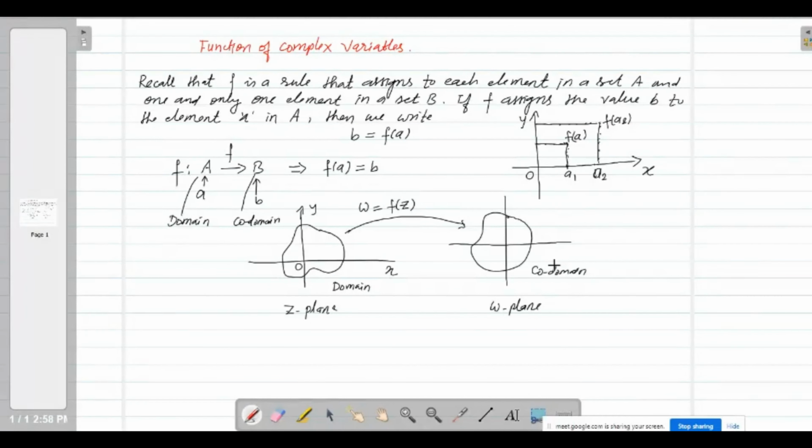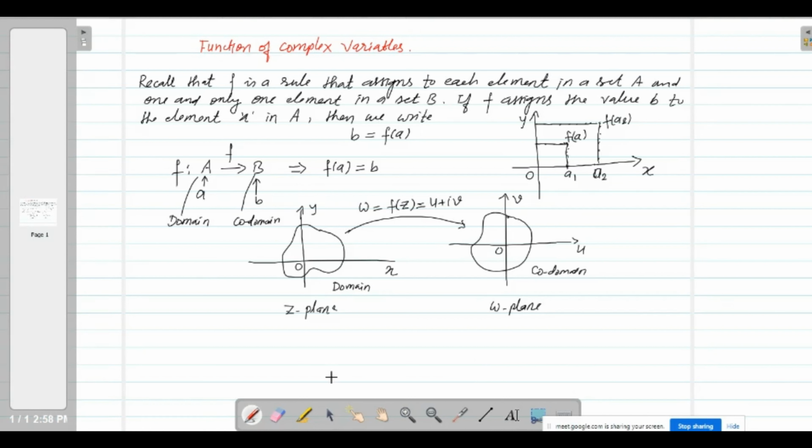Actually, this omega plane we just imagine or visualize, how the plane looks like. But omega is u plus iv. u is a function of xy, and v is also a function of xy. So this is your origin, this is u, and this is v.